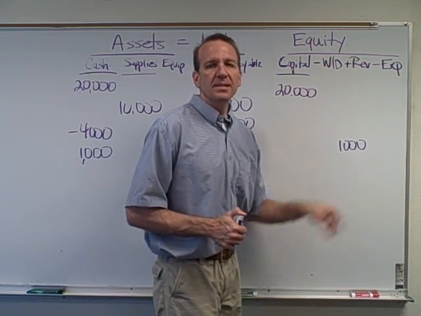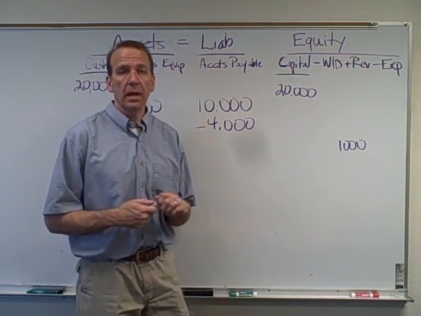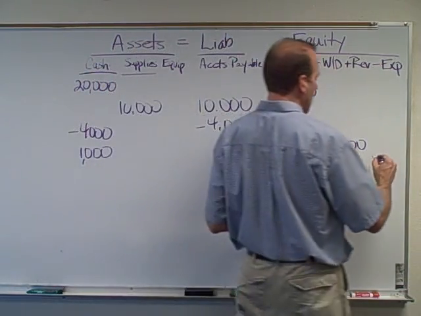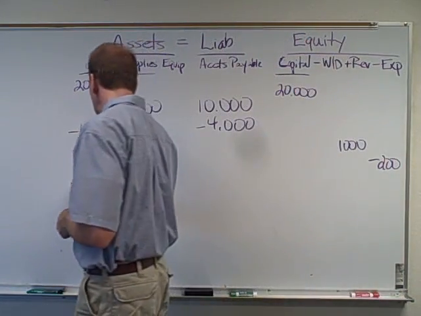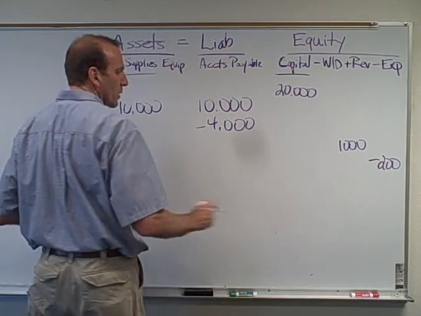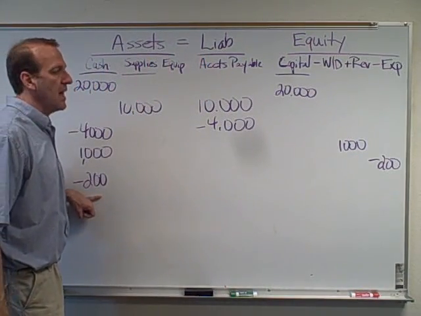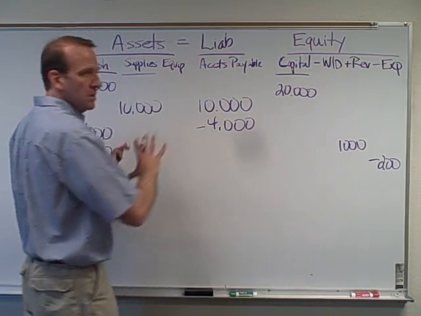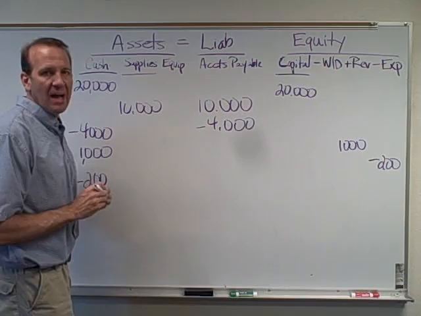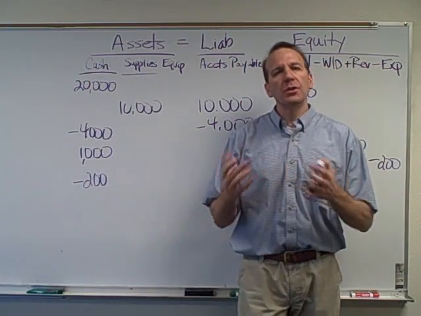Let's say that we paid our employee $200. We pay our employee $200. That would increase expense and it would decrease our cash. So we'd have $200 in expense, and right here we'd have a decrease of $200 in cash. Now notice, every time that we do our transactions, things balance. Everything balances out. So this is just a quick example of certain transactions.